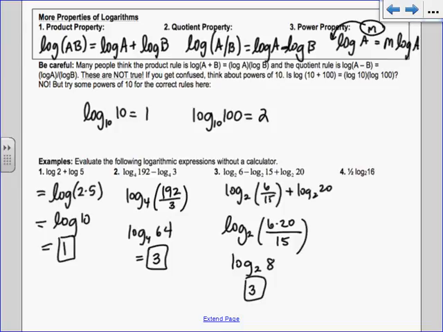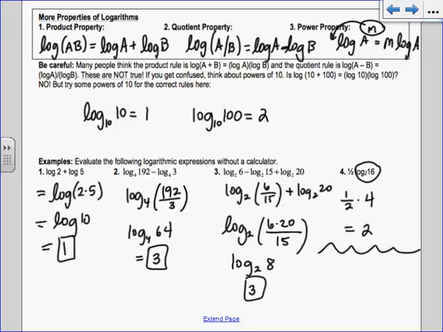All right, how about this next one? So you could bring the 1/2 up as a power if you want, or you can just leave it out front. So if I have log base 2 of 16, can you do that part in your head? 2 to what power gives you 16? 4. So you have 1/2 of 4, which is 2.